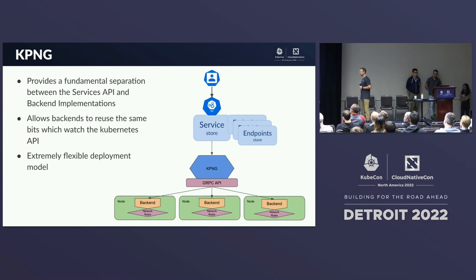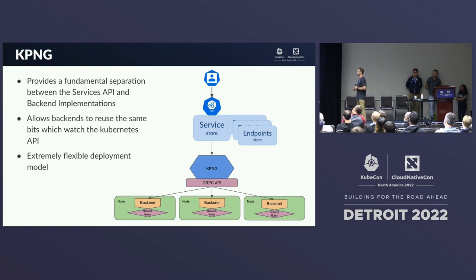So basically, Kaping provides two major value adds today. It's very early in its iteration cycle. It's being done outside of core Kubernetes in the Kubernetes SIGs organization. And it provides a fundamental separation between the Kubernetes API and backend implementations. So this allows new contributors to come in and write these backends really easily and really quickly, which is really exciting, and I know a bunch of folks have wanted to do that for a while.